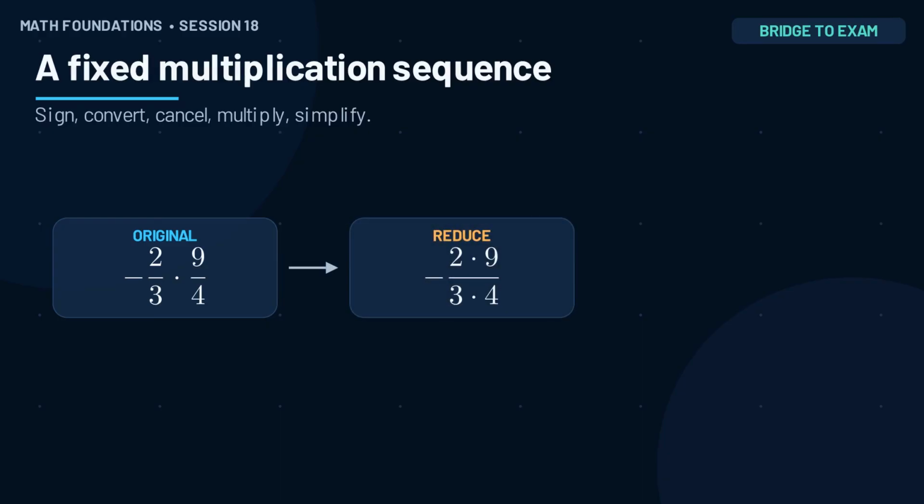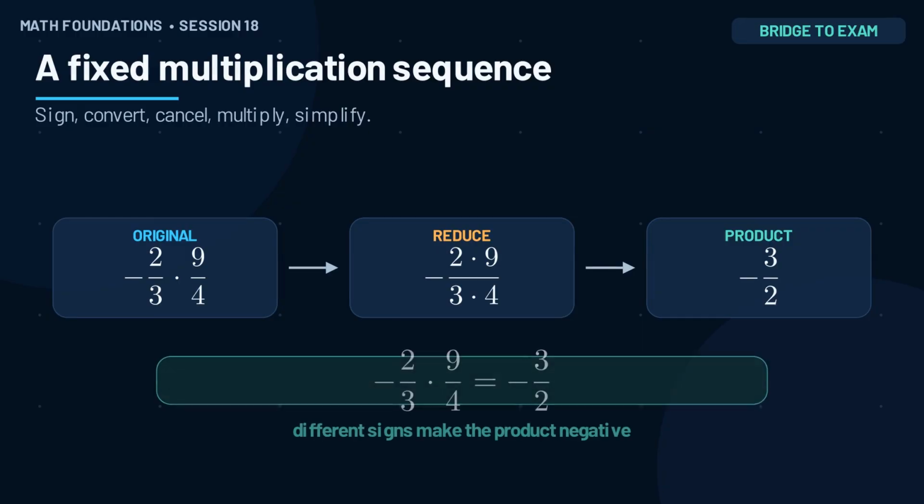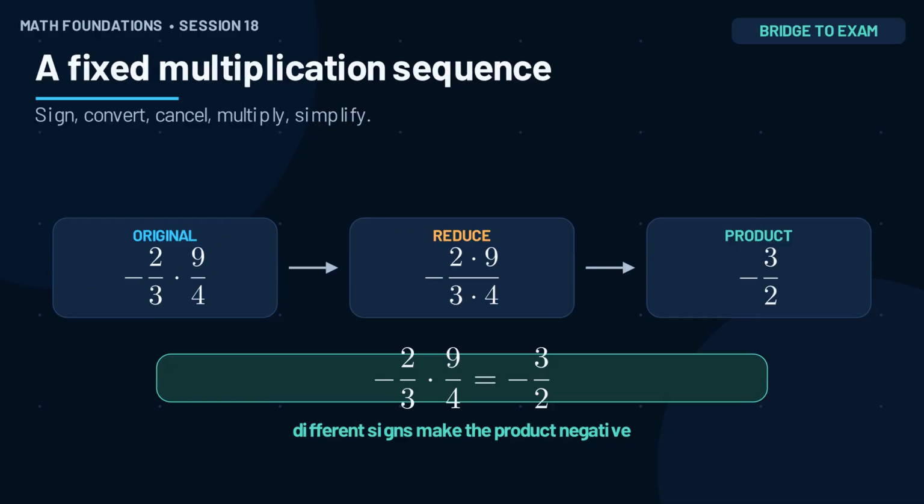For negative 2/3 times positive 9/4, different signs make the product negative. Cancel the factor 3 from 9 with the denominator 3, and cancel 2 with 4. The remaining magnitude is 3/2, giving negative 3/2. A mixed number such as -1 and 1/2 means negative 3/2.